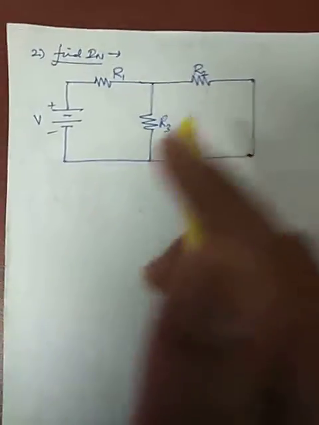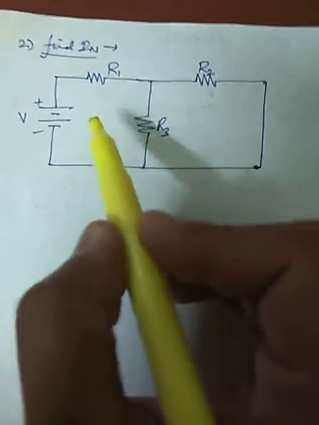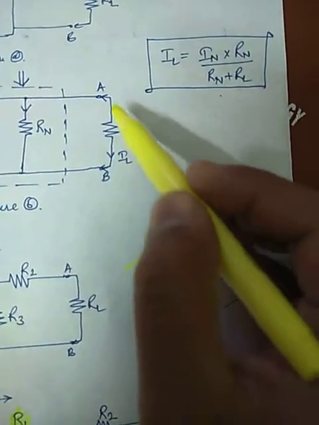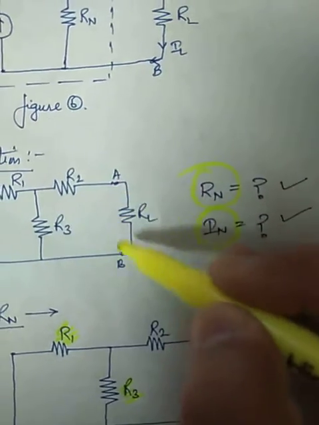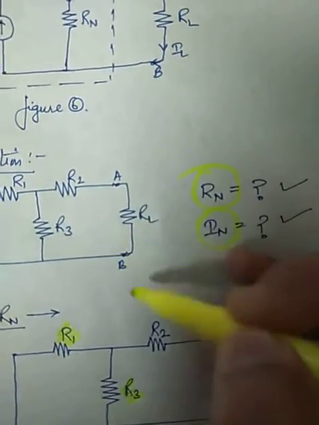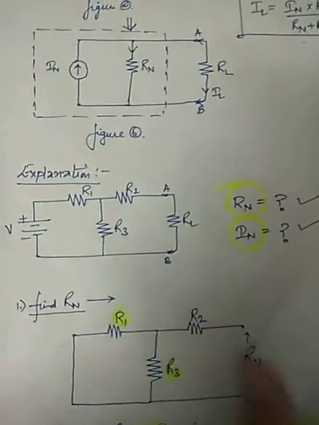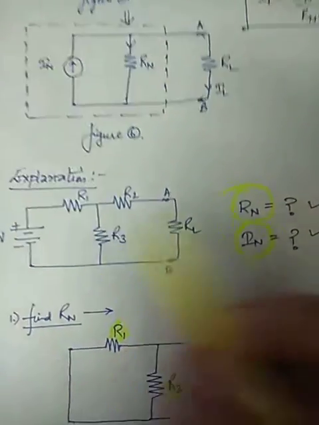So for calculating In, we will short circuit the load resistance. We will remove the load resistance, but here we will simply short the load resistance with a wire. Then we will get this circuit in this form.